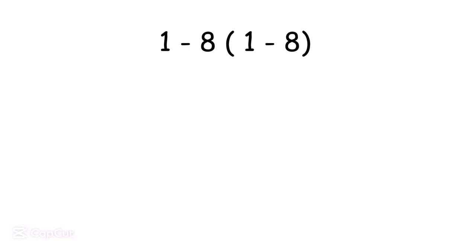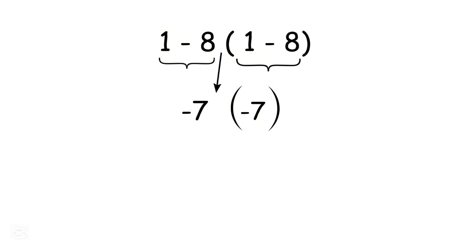1 minus 8, parentheses 1 minus 8. Easy. 1 minus 8 gives us negative 7. And here again, we have 1 minus 8, which also equals negative 7. Here, parentheses means multiplication. So negative 7 times negative 7 equals positive 49.